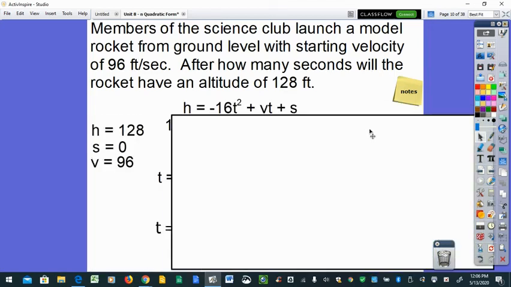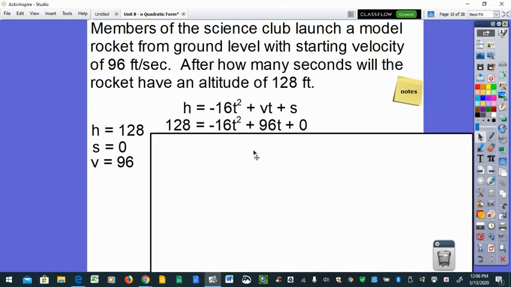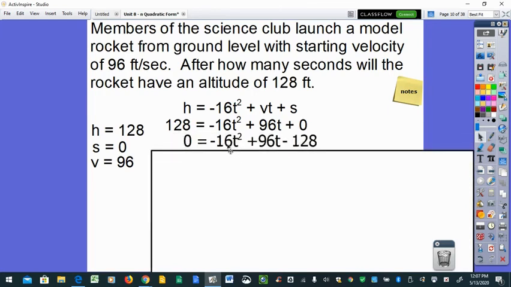So let me just get these numbers over here. Here is our vertical motion model. The H is going to be 128. That's our end height. We started at 0, so S is going to be 0, and the V is going to be 96, and we substitute in. We're going to use our quadratic formula this time because we have a BT term, but in order to do that, I've got to wrap that 128 around so that all of the terms are on one side equaling 0. Okay, now quadratic formula.